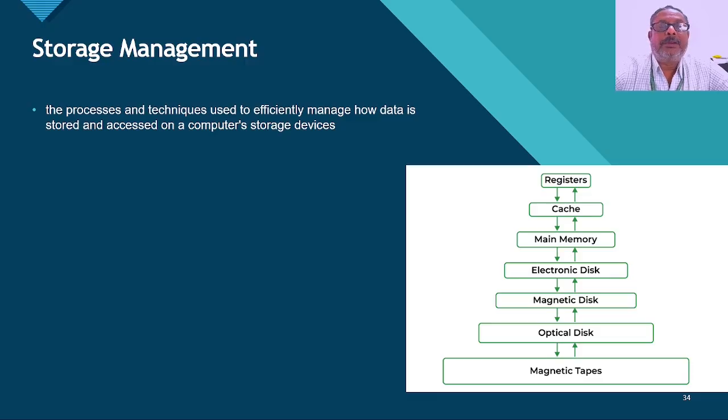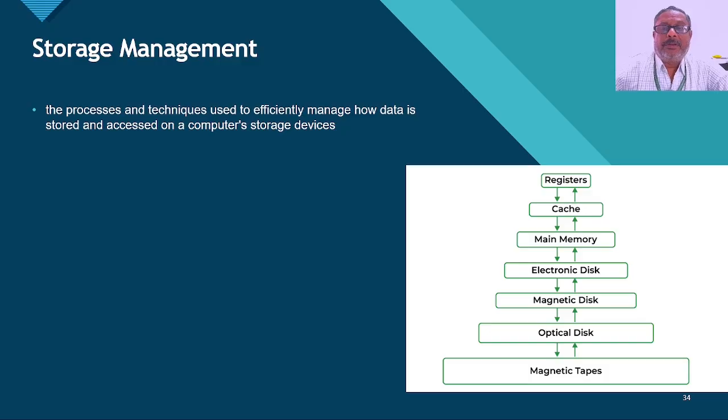And finally, we have bulk memory which is stored in terms of magnetic tapes. So magnetic tape is the slowest memory, registers are the fastest memory. So there are so many various types of memory. Here we are not bothered about registers, cache, and main memory. We are only bothered about the electronic disk, magnetic disk, optical disk, or magnetic tapes.